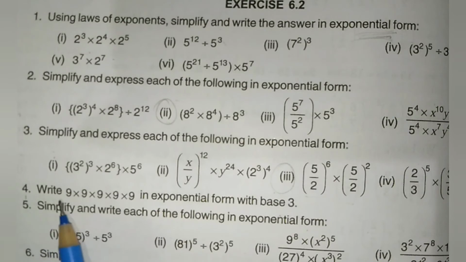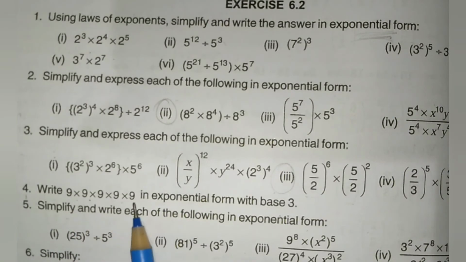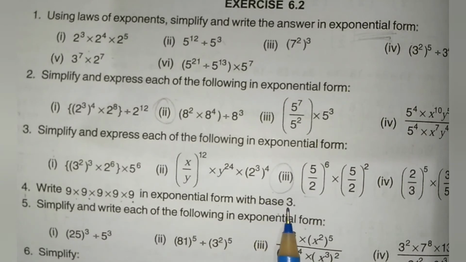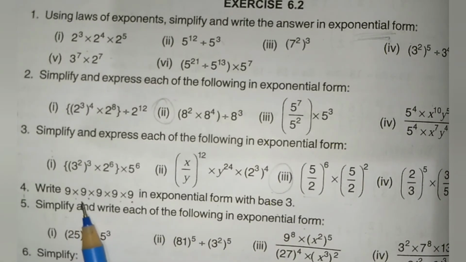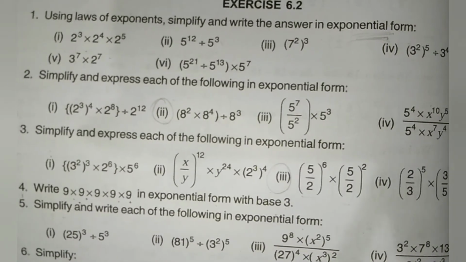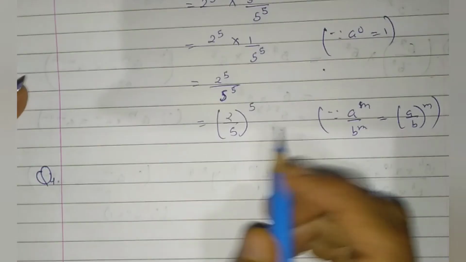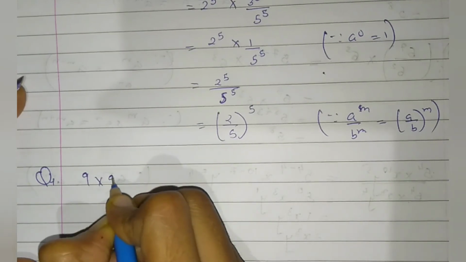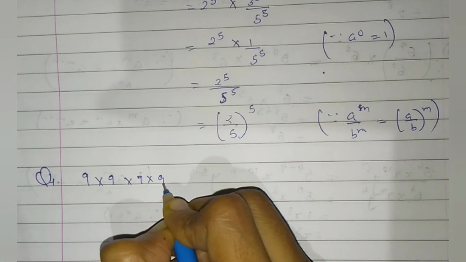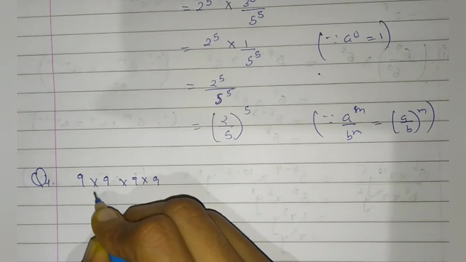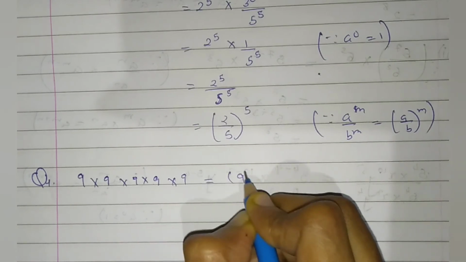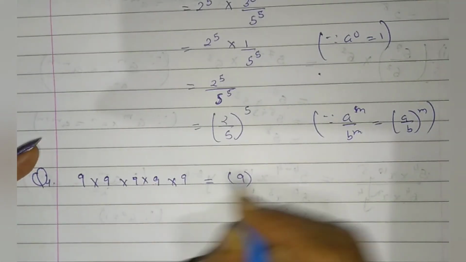Question number 4. Write 9 into 9 into 9 into 9 into 9 in exponential form with base 3. Now here we are given base 9, but we have to write in base 3. So let us see how to write. Now what we are given is 9 into 9 into 9 into 9. How many 9s are there? 1, 2, 3, 4 and 5. So we can write it as 9 raised to 5.